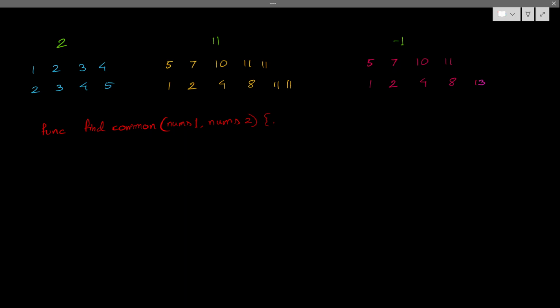As usual, what do we need whenever we solve any kind of array problem? The length. So let's say n is the first array length, nums1.length, and m is nothing but nums2.length. That I could take, and after that, what could we do?